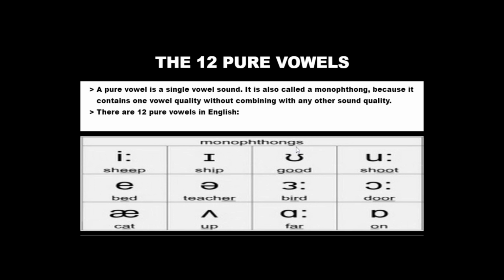We have E as in sheep, U as in good, U as in shoot, E as in bed, A, which is the schwa sound, as in teacher, O as in door, A as in cat, A as in up, A as in far, and O as in on.